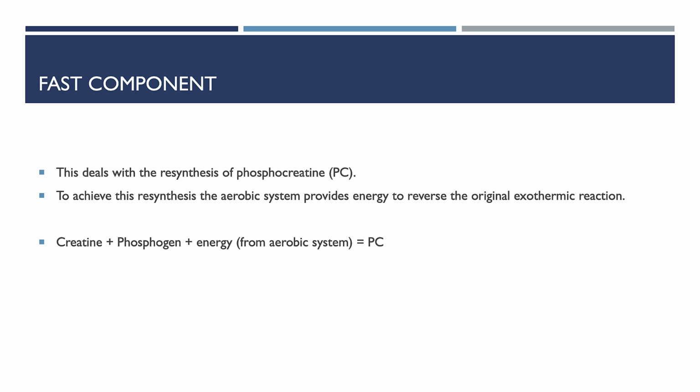There's also this concept of a fast component. This deals with the resynthesis of phosphocreatine. To achieve this resynthesis, the aerobic system provides energy to reverse the original exothermic reaction. So creatine plus phosphate plus energy from the aerobic system creates PC.